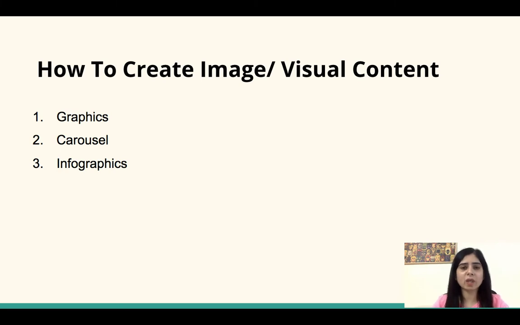Welcome back everyone to our next section, in which we are going to learn how to create great image and visual content. There are multiple types of visual content that I have mentioned here. Number one is graphics, a single form of image content. The next form of visual content is carousel. And what is a carousel exactly? A carousel is a combination of multiple graphics.